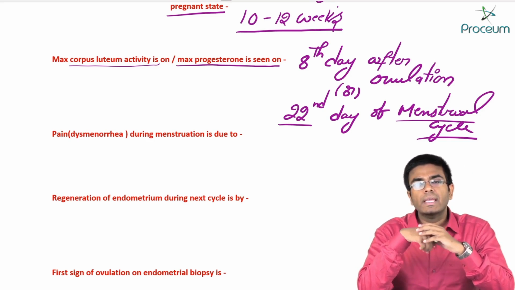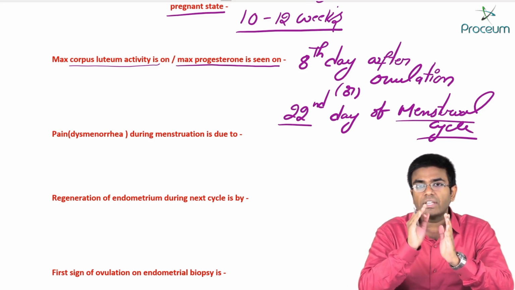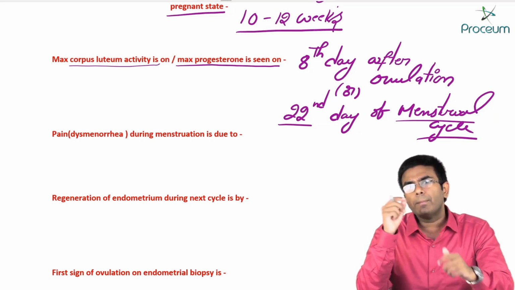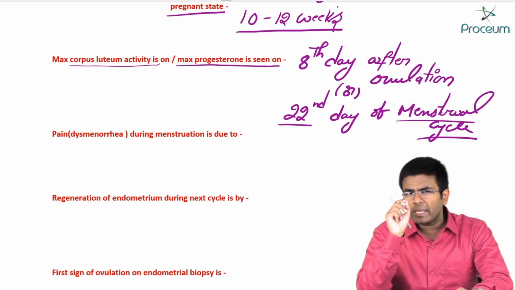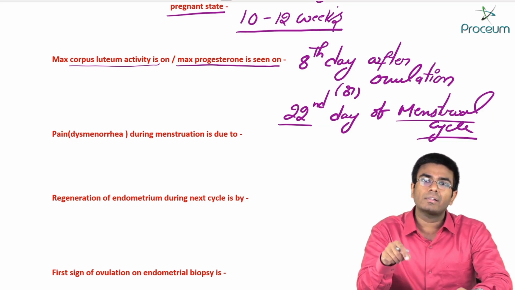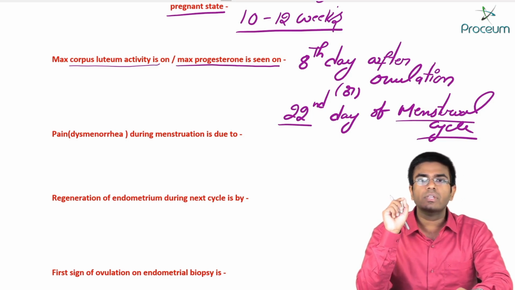Guys, the same question can be asked in a different way. See, we know these progesterones will give negative feedback to FSH and LH. So the minimum levels of FSH and LH are seen on the same 22nd day of menstrual cycle. Okay, please keep that also in mind.